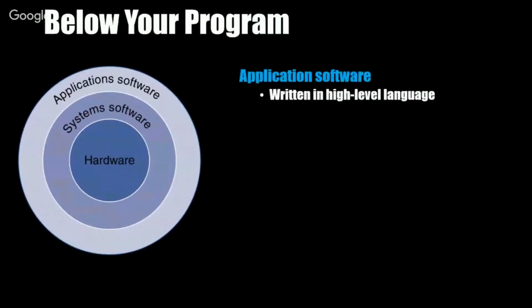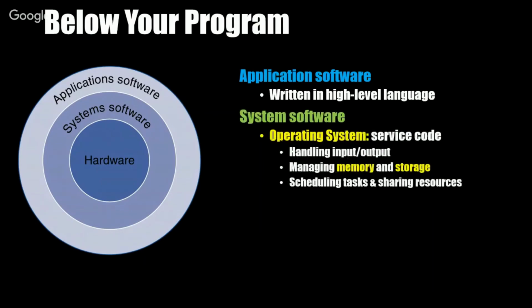Here you can see a visualization of how application software, system software, and the hardware of your computer interact. At the highest level is the application software. Then below it is the system software. It mainly consists of the operating system, which handles the input and output devices, manages memory, schedules tasks, and makes sure that the application software shares the computer's hardware appropriately.